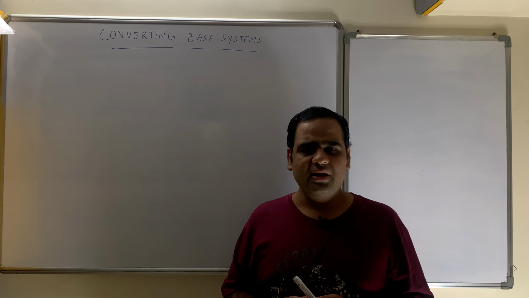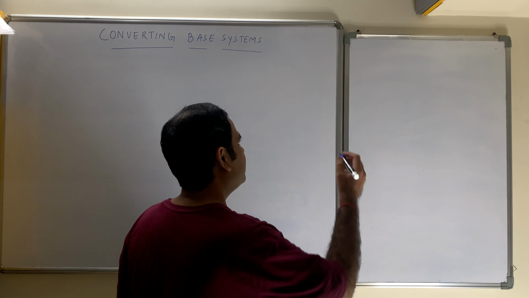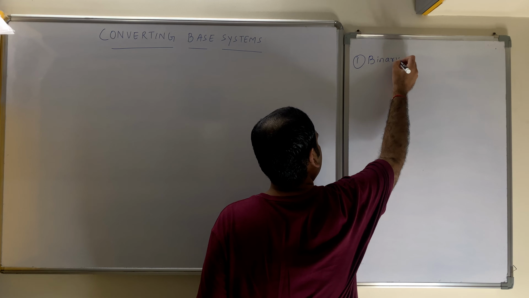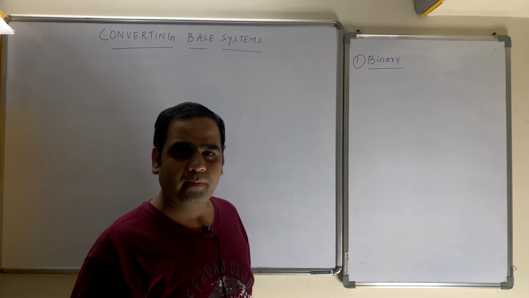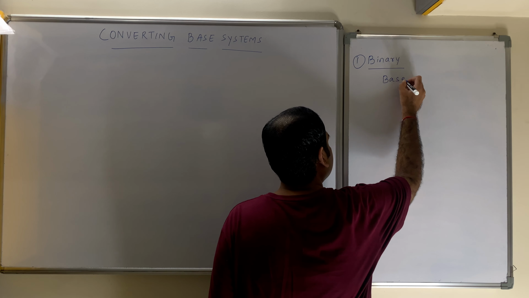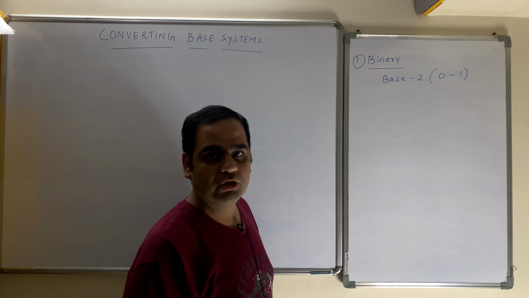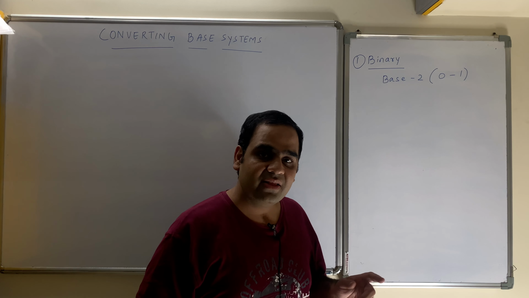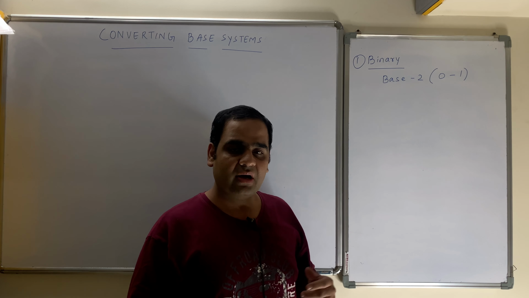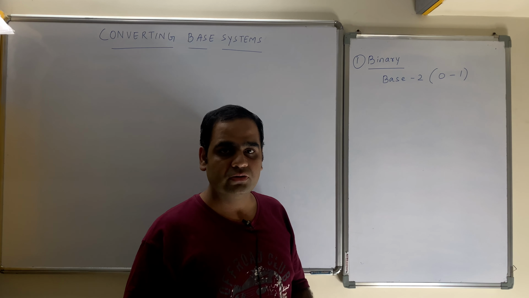Now let us see what are the different types of conversions we have. The first number base system that we have is binary number system. Now what is binary number system? Binary means 2. It is in base 2 system. Base 2 means only two numbers can be used, that is 0 and 1. And the data in the computer is stored in the form of binary. All the numbers, alphabets, everything is stored in the form of binary, that is base 2 system.